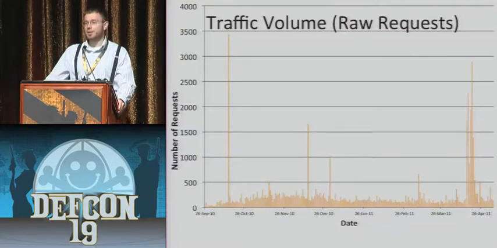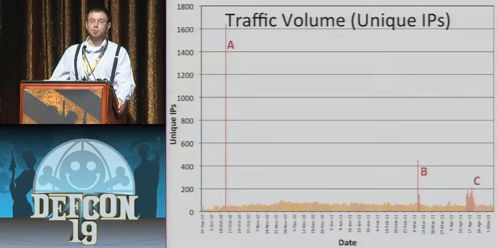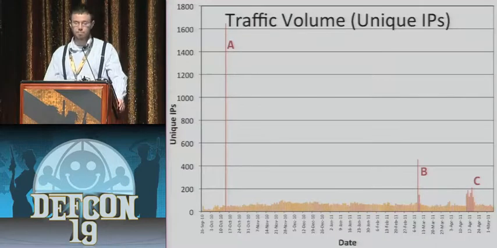But raw requests isn't necessarily a fair comparison, since maybe some machines out there get in a loop and you have one guy requesting the same resource over and over again. So here instead is the traffic volume by unique IP address per day. Some of the peaks disappear, but others still remain. Aside from the steady stream of background noise, there are 3 major events labeled here as A, B, and C, each of these caused by bitsquatting, and I will get into detail on these in the next few slides.